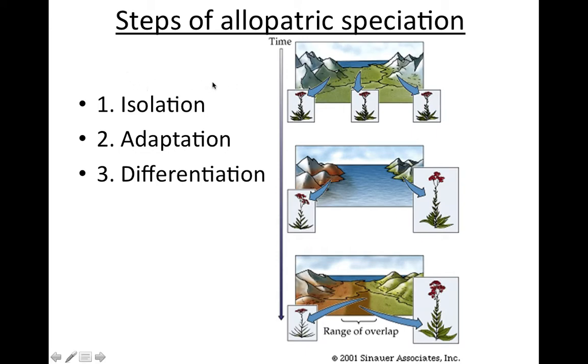And the 2 different types of speciation that we're going to be talking about today really focus on this first step right here. So the 2 types come from differences in isolation, so differences in how that one population becomes isolated into 2 totally different groups. How that happens is going to determine what type of speciation we're talking about. So again, we're really going to be focusing on this isolation piece today.